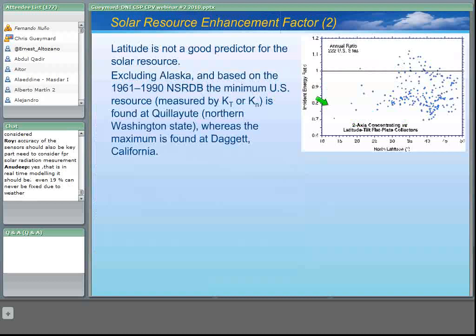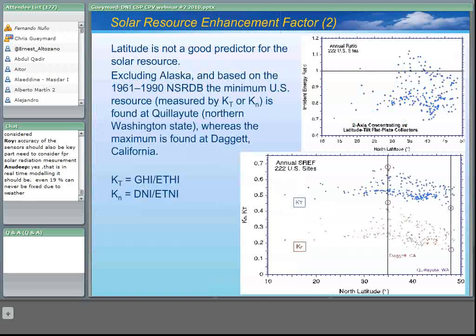So now the same thing if you plot the KT, which is the ratio of global horizontal to extraterrestrial horizontal, and KN, which is the same kind of ratio but for DNI. That's basically the atmospheric transmittance. So again, as a function of latitude here, KT is always larger than KN, and you have variations between the cloudy site here, which is Quillayute in Washington state, close to the Canadian border, and the best site, which is Daggett in California. So there's a large difference between those two sites, of course. But it's not a clean function of latitude.